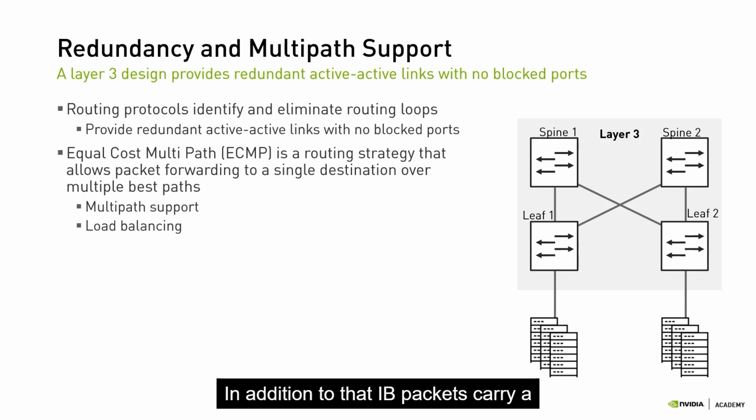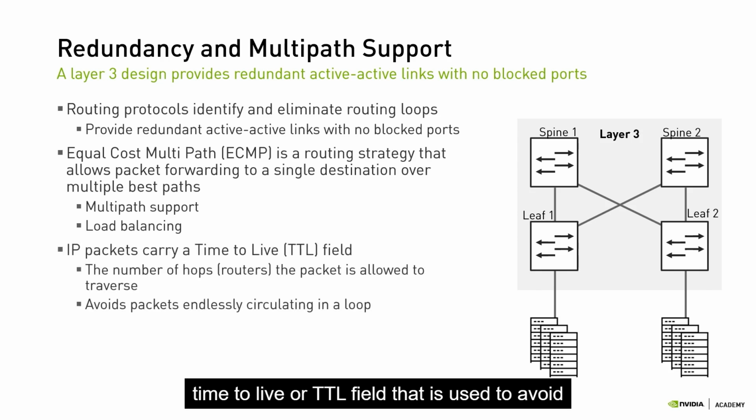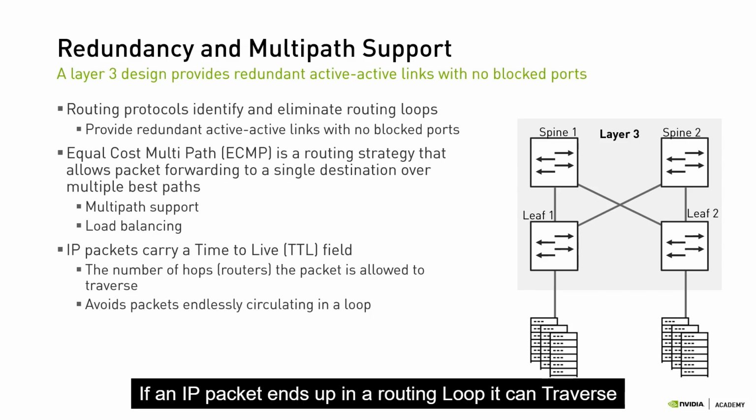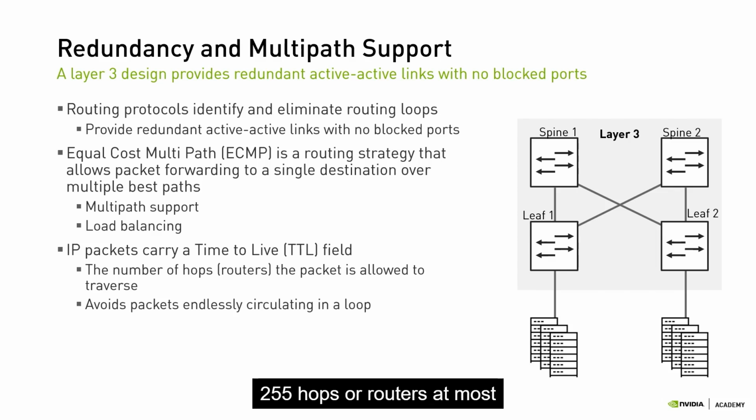In addition to that, IP packets carry a time to live, or TTL field, that is used to avoid packets endlessly circulating in a loop. If an IP packet ends up in a routing loop, it can traverse 255 hops, or routers, at most, before it is discarded.